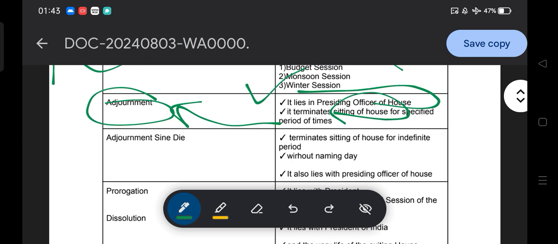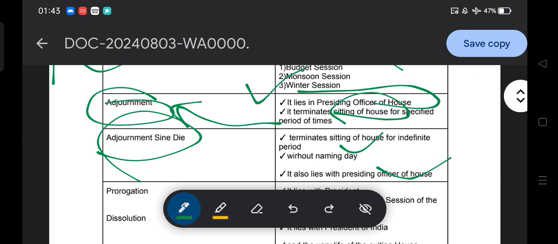After the adjournment, there is the adjournment sine die. What is adjournment sine die? It terminates the sitting of the house for an indefinite period. It also lies with the presiding officer of the house. Again, we will take an example, but not of Parliament. We will take our own example, that I am taking the class.